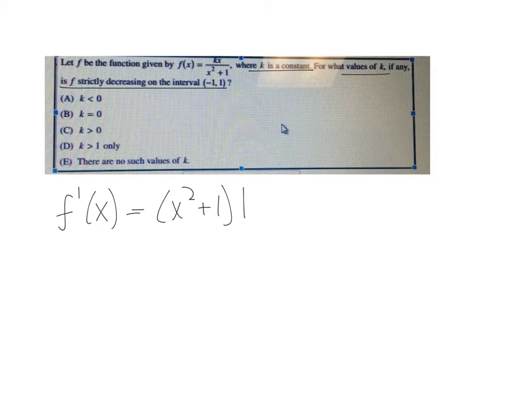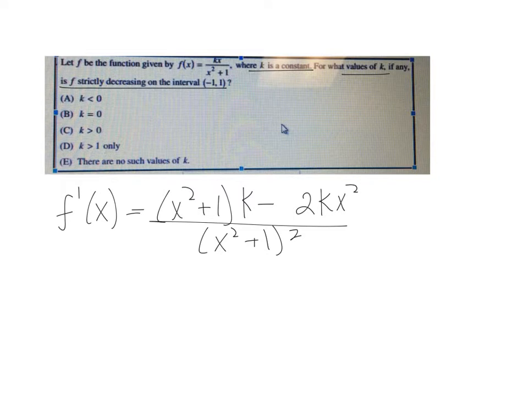Okay, this one is a little bit tricky, but we're going to go ahead and start. This is number, I forget what number this is. This is number 32. All right, we're going to start by taking the derivative because we're looking for values of k. K is a constant. We're looking for what values of k is f strictly decreasing on the interval from -1 to 1. All right, so first thing we're going to do is take the derivative. So it's imperative that you derive appropriately here, all over x squared plus 1 squared.